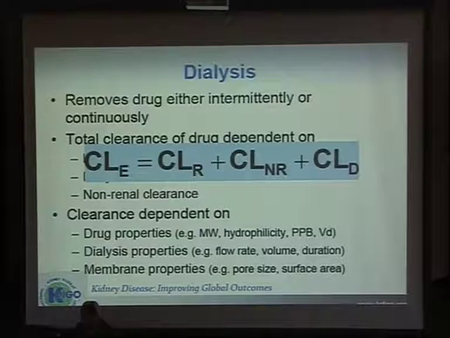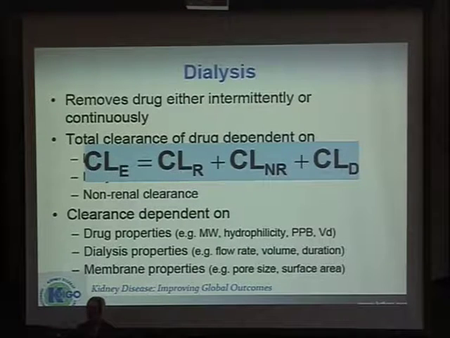And the clearance with dialysis will depend on three major factors. First of all, the drug properties, something related to the drug itself, like the molecular weight, the hydrophilicity, if it is water-soluble or not, and protein binding, and the volume of distribution, like we mentioned. And we also have the dialysis procedure itself, the dialysis properties, like the flow rates, the volume, and the duration. And we also have membrane properties, like the pore size and the surface area.